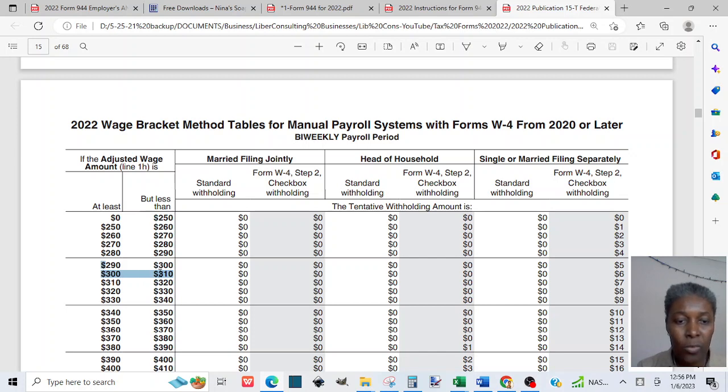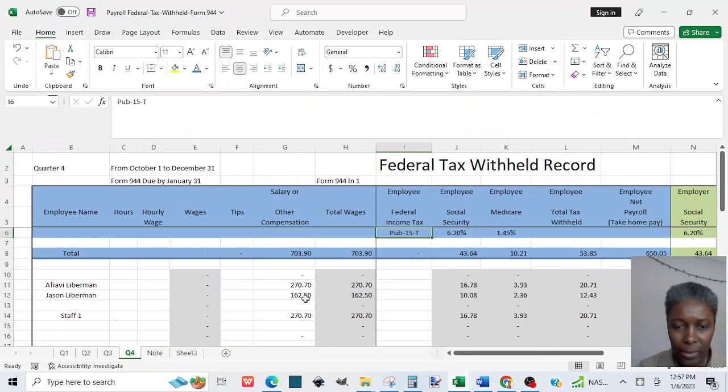Now you look for your filing status, whether married filing jointly, head of household, or single. If that's single, then standard withholding, there is nothing. For Form W4 step 2 checkbox withholding, you select $6. Then you withhold that $6 out of the 300 you pay yourself.